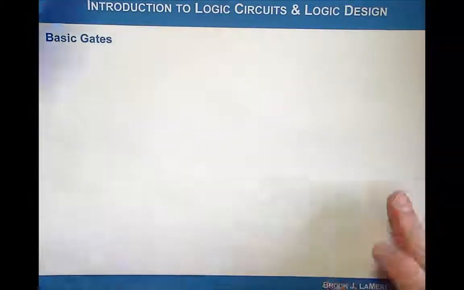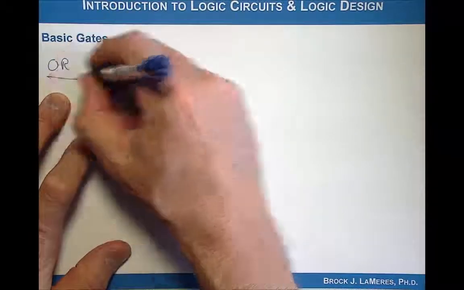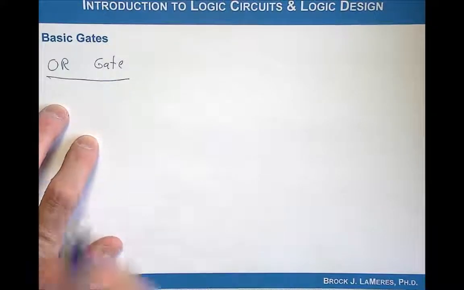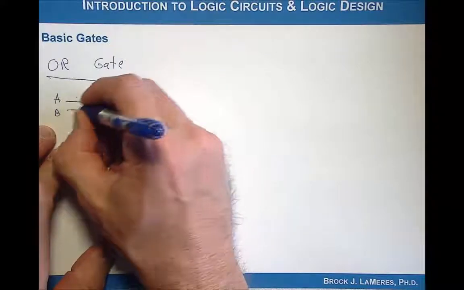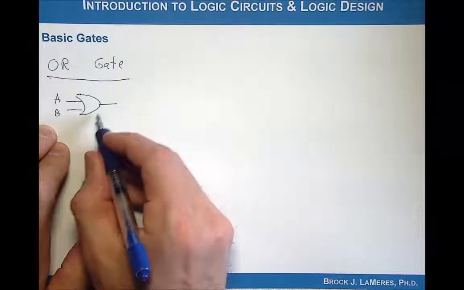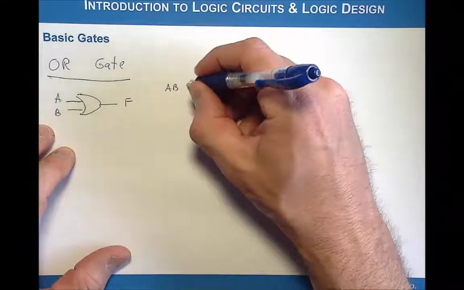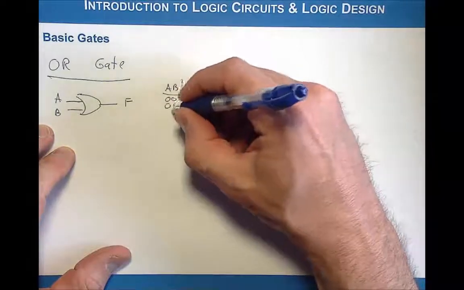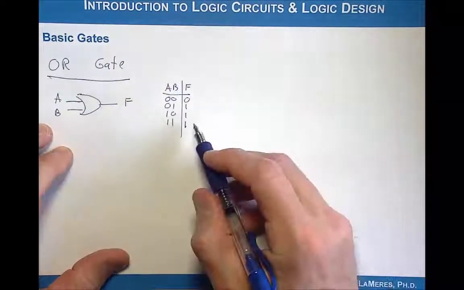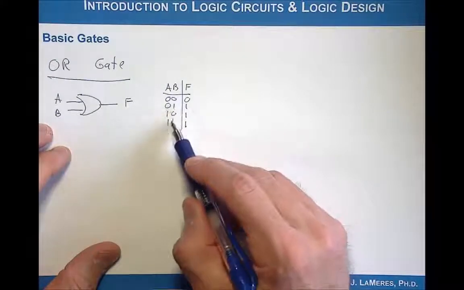The next set of gates is what we call the OR gate. You can think about this as saying the output will be true if either input A is true or input B is true. The symbol that we use is A, B, and a symbol like this. Notice that on the left-hand side I had a curved line, and on the right-hand side I also had a curved line, and that is an OR gate symbol. The truth table has A, B, and F, with 0, 0, 1, 1, 0, 1, 1, and the output is simply 0, 1, 1, 1. So the output was true if either A or B was true. Anytime you had a 1 on the inputs, the output was true.